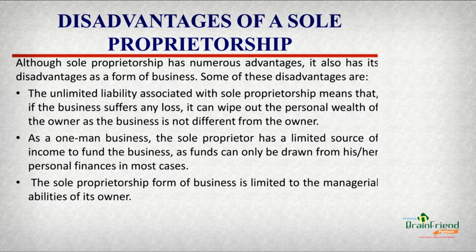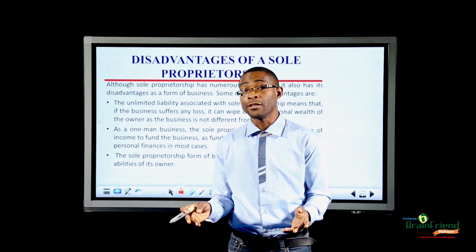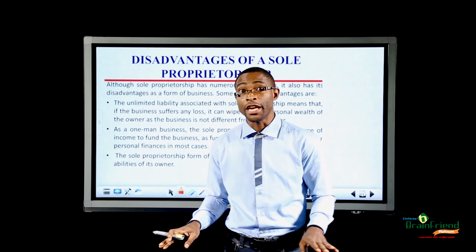Furthermore, as a one-man business, the sole proprietor has a limited source of income to fund his business. Furthermore, the sole proprietorship form of business is limited to the managerial abilities of the owner. If the owner is a bad manager, it means the business will also suffer in terms of management. If the owner of the business cannot calculate properly, he will be making accounting errors every day.